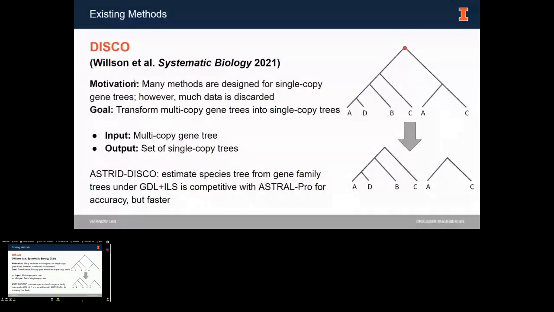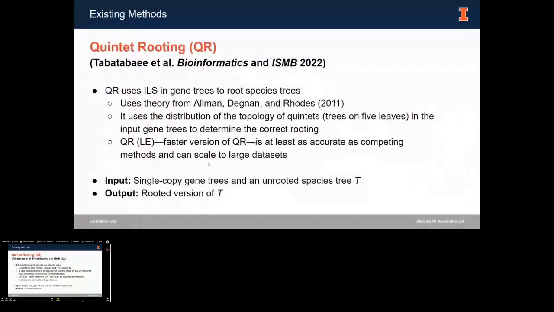So we can combine this idea, DISCO, with QR. QR, for a little more detail here, uses ILS to root the species tree. It uses theory from Allman, Degen, and Rhodes from 2011, and it takes quintets in the gene trees, which are trees on 5 leaves, and then it looks at the distribution of the topology of these quintets, and it's able to, from that, infer what the rooted tree should be.